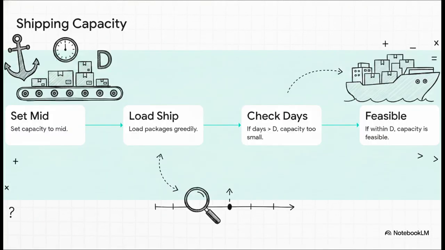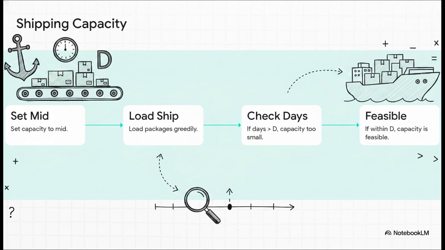Now, the truly crucial point here is how beautifully this applies to other domains. Take the capacity to ship packages problem. We have a conveyor belt of weights and a strict deadline of D days. What's the minimum ship capacity we need? Our lower bound is the single heaviest package, because the ship absolutely must at least hold that. Our upper bound is the sum of all packages, which would be shipping everything in one single day.